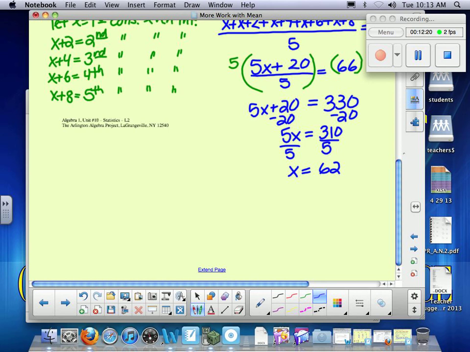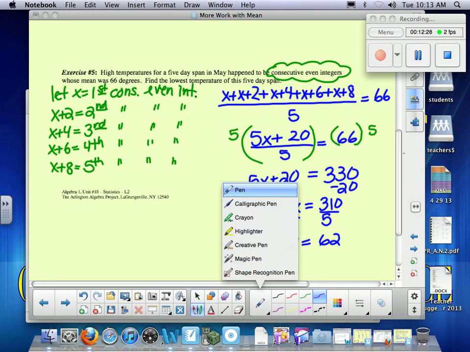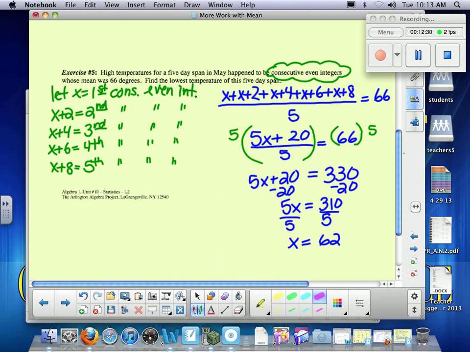What do we have to know? The lowest temperature. We just need the lowest temperature. So wouldn't that be 62, because it's just the first one? Right. Find the lowest temperature, so we just need x equals 62. That's our lowest temperature, everything else is going to increase. Okay? Great.